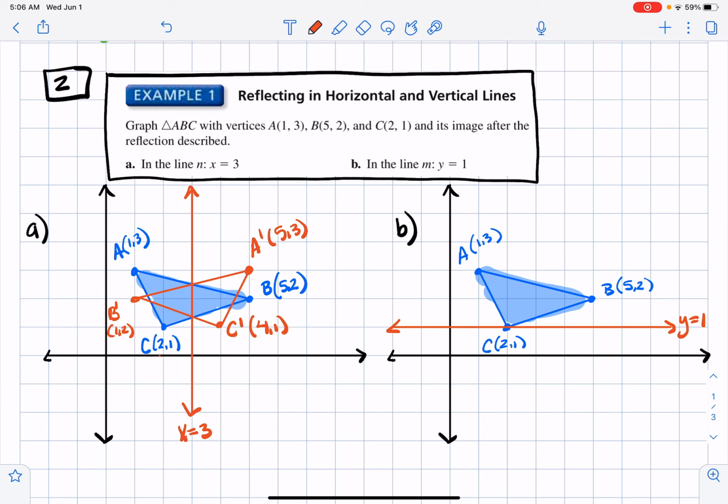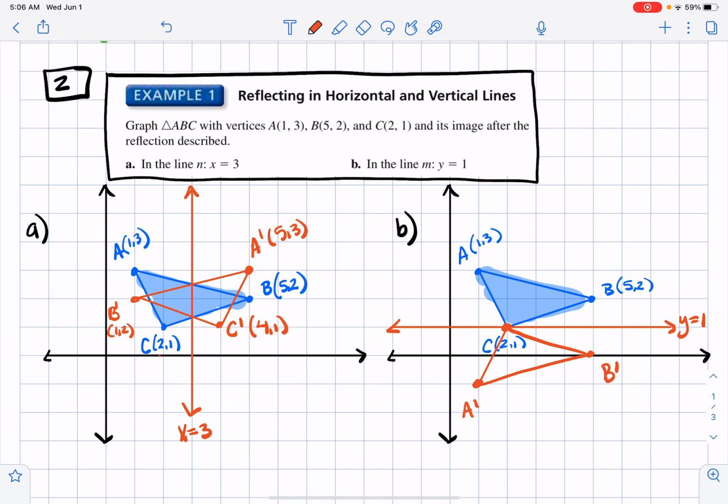So notice that C is going to stay right there because there's nowhere to reflect, right? But for A, I can count that I'm 1, 2 units away from the line of reflection. So I'm going to go 2 units in the opposite direction. So this would be A prime. B is right here. I'm 1 unit away from the line of reflection. So again, I'm going to go 1 unit down. And this would be B prime. And that would have everything I need to draw my new shape.